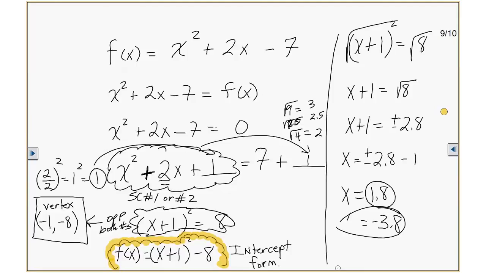Now, I want somebody in here to tell me where, besides the shortcut right here, everything that we use, tell me where it's not 4th grade math.